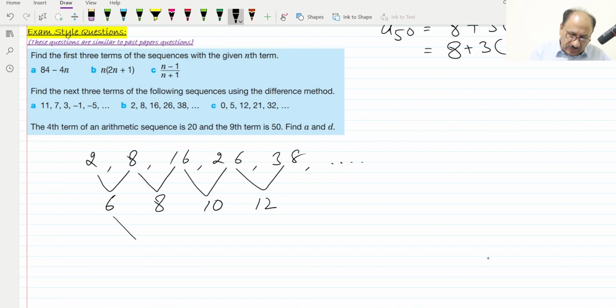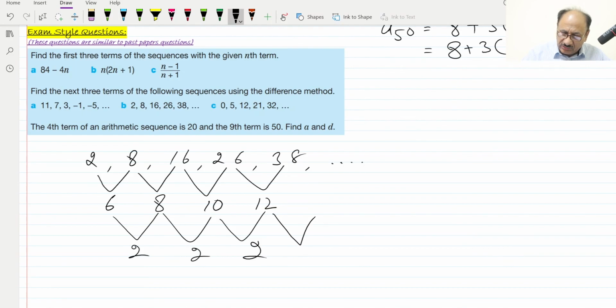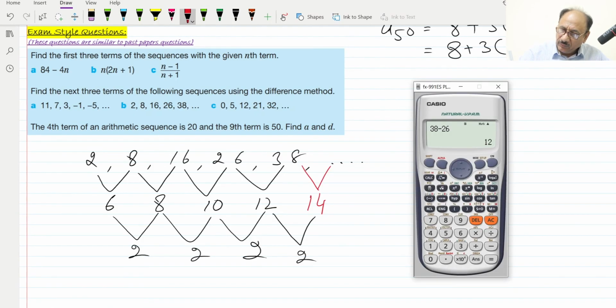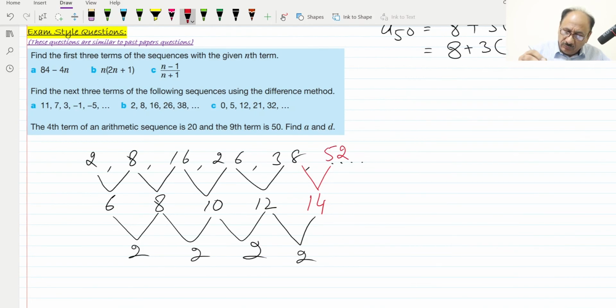Now this common difference we can check is 2. Second order difference we are checking is 2. This one also 2. So the third order difference for the next term will be 2, so we can write 12 plus 2 will be 14. So this will result in 14 plus 38, which will be equal to 52. So our term here will be 52.